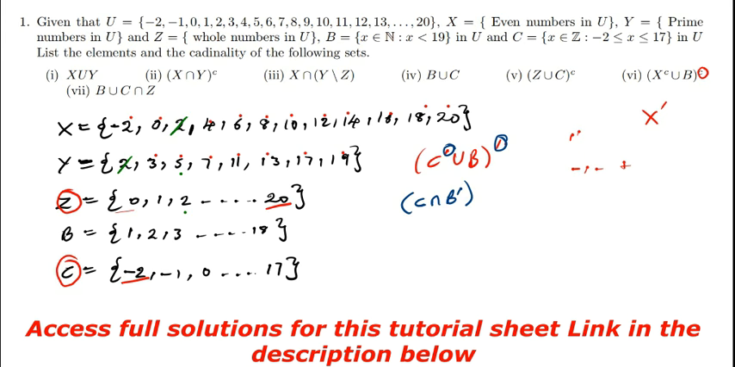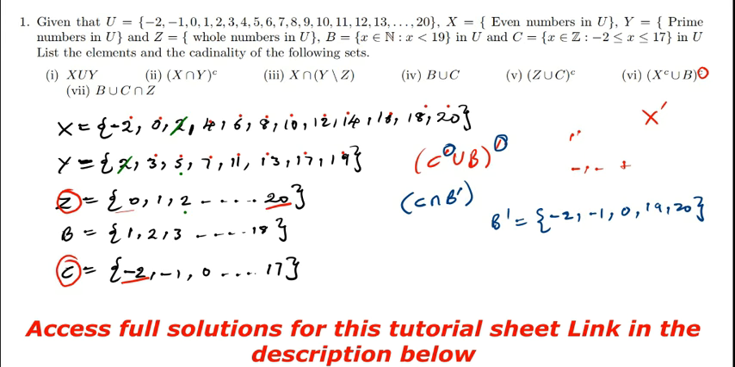So what does this mean? First you have to list elements which are not found in B. Where is B? B we have elements starting from 1 all the way up to 18. So B complement is going to be elements which are in the universal set but they are not in B, so we are going to have -2, -1, 0, then also 19 and 20. So this is going to be B complement.